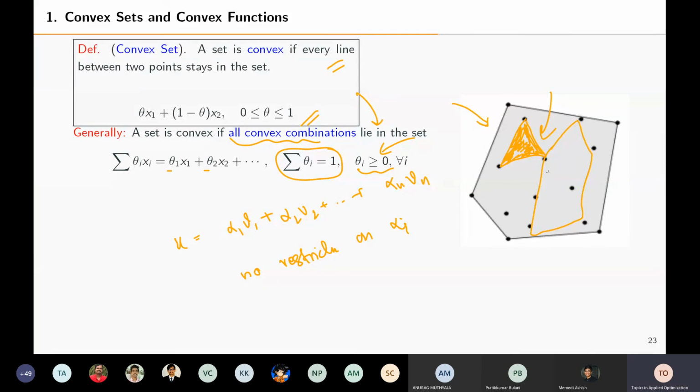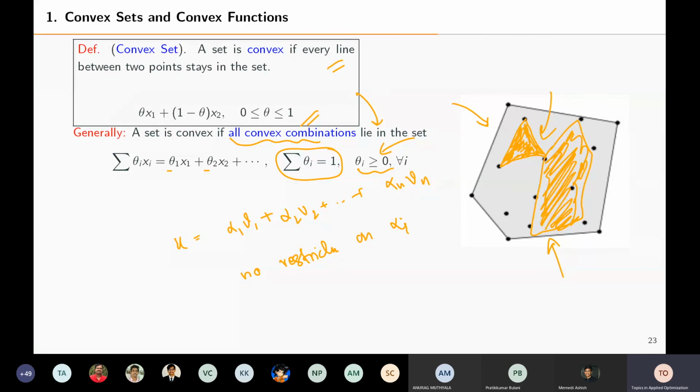If you take a convex combination of these boundary points, then again you will end up filling the whole of this. And if it so happens that all the points still lie in the set, then it's a convex set. Okay, this is an equivalent definition. You can say that it looks more general, but it doesn't matter. Actually, one can prove both ways.